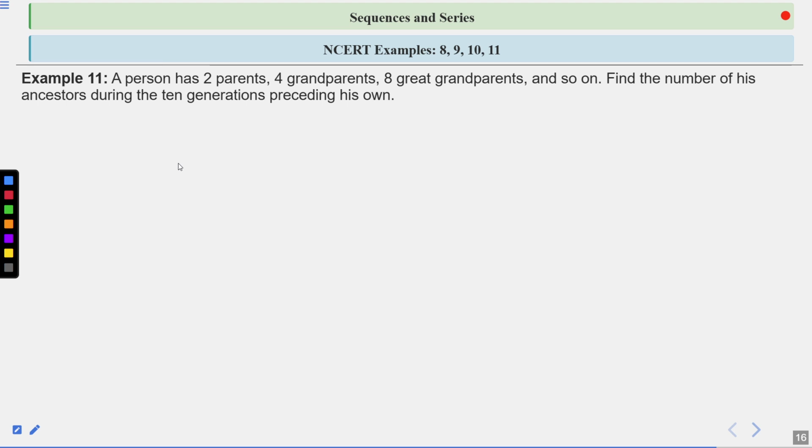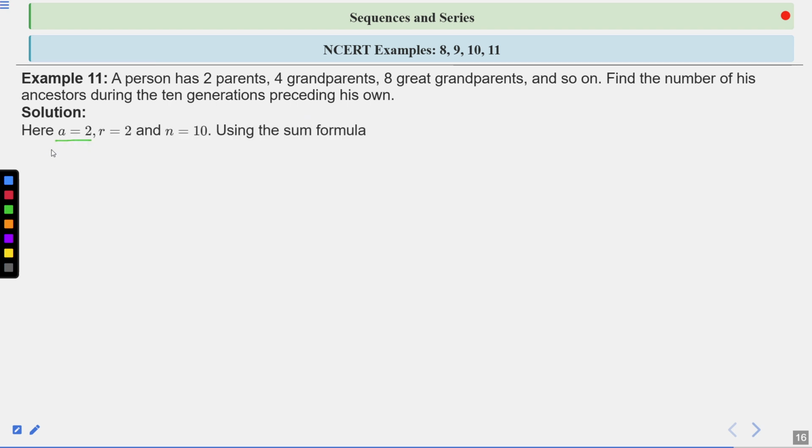This example. Suppose a person has 2 parents, 4 grandparents, 8 great grandparents and so on. Then find the number of his ancestors during the 10 generations preceding his own. Simple. Solution.